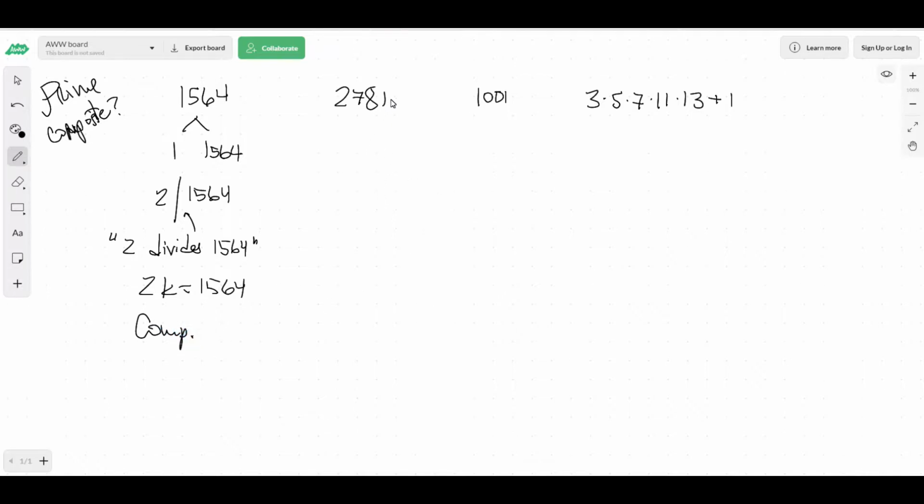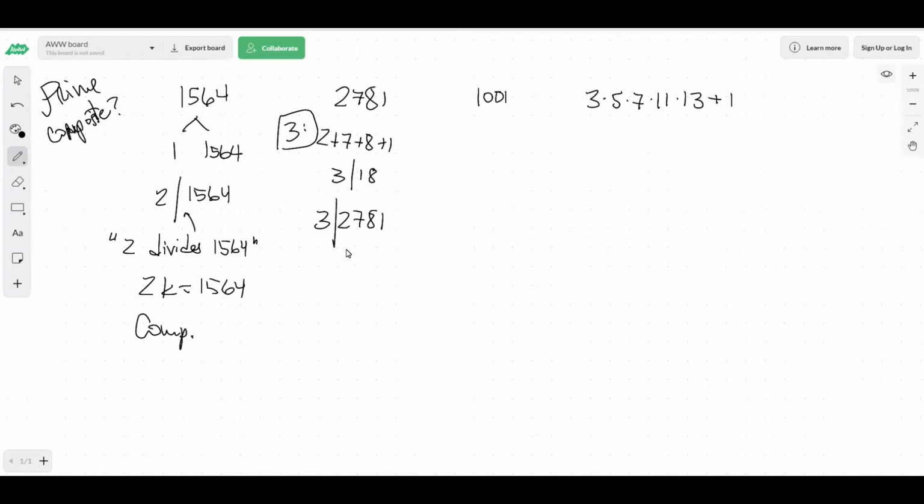2781, well, it's not even, so 2 doesn't work. Let's try 3. 2 plus 7 plus 8 plus 1. That's 9 plus 8 is 17 plus 1 is 18. So 3 divides 18. I'm trying the rule of 3 right here. You might want to look up the rule if you don't remember it. 3 divides 18, so that means that 3 divides 2781.